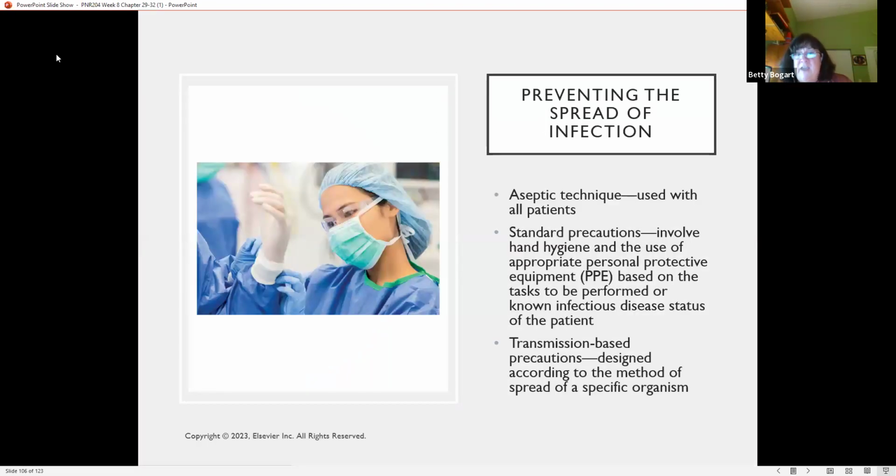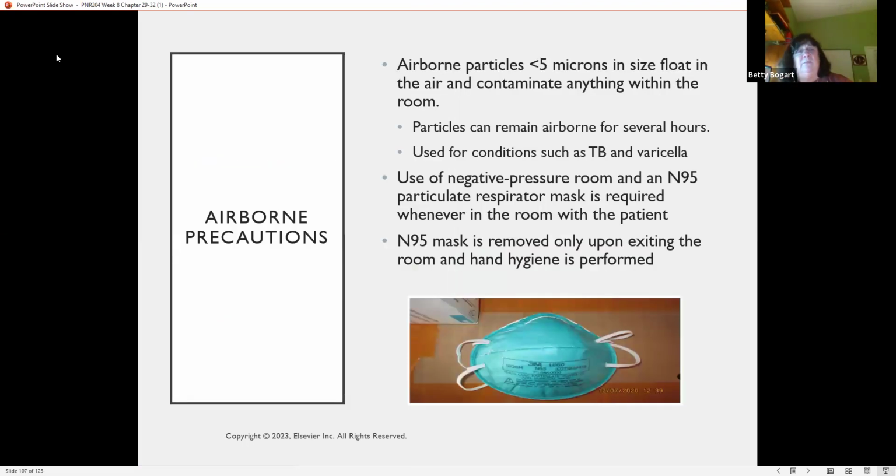Preventing spread of infection: aseptic technique, and standard technique is usually always considered universal, which is usually hands. And if you're going to be sprayed, put something on to cover that. Transmission-based precautions are always designed against the organism. Is it E. coli or is it respiratory? And that's what we'll do.